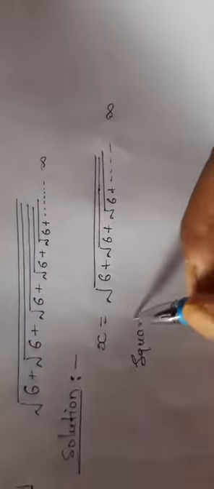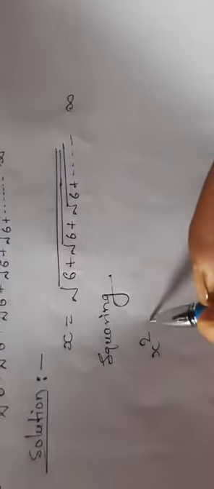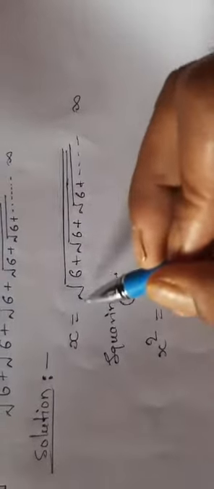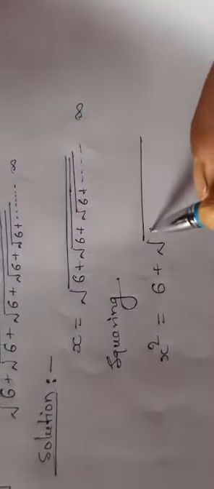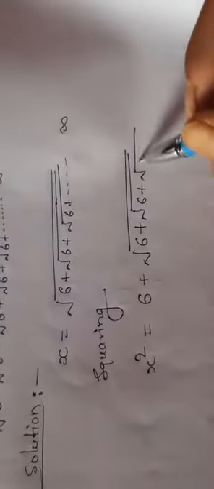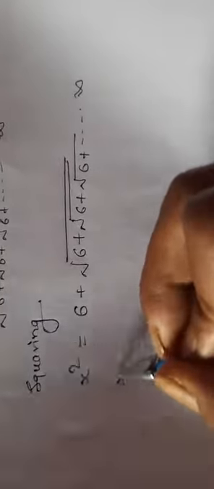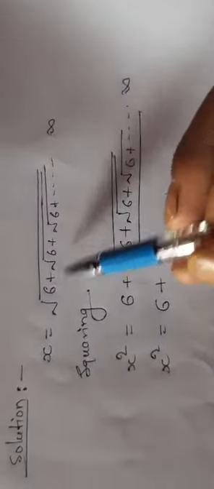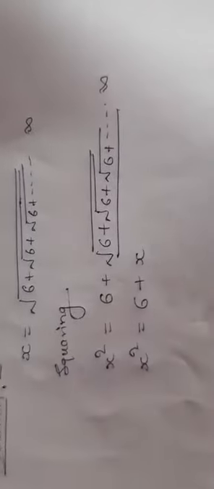First step is squaring both sides. If we square both sides, one of the square roots will get removed and we will get again square root of 6 plus square root of 6 plus square root of 6 and infinite number of times. So x square equals 6 plus, and this has become again like the question, and the question was x equal to this, so this can be taken as x again.